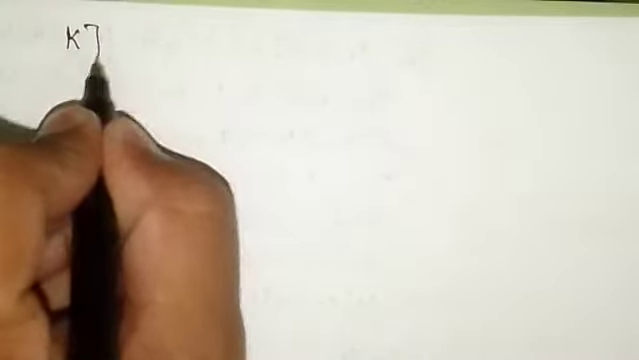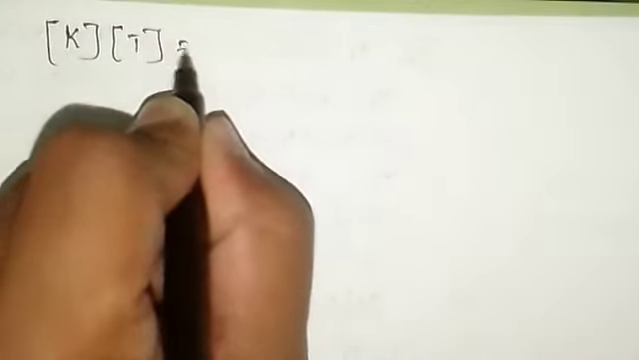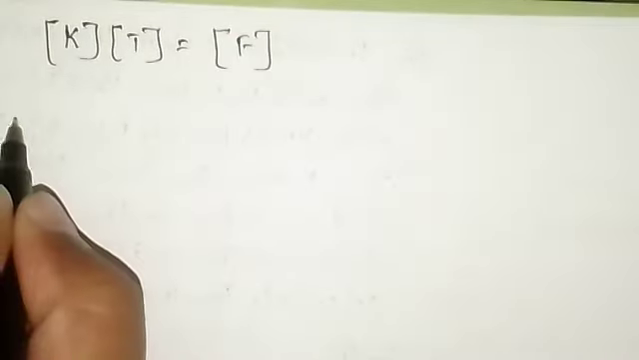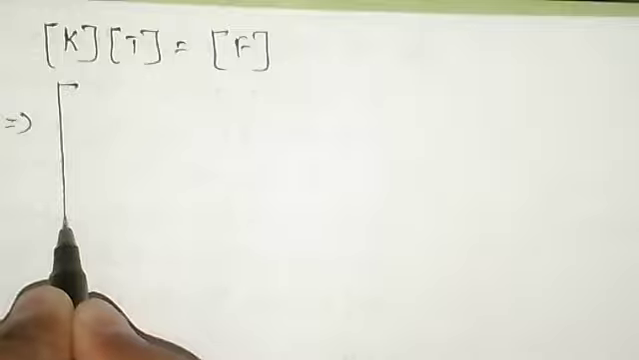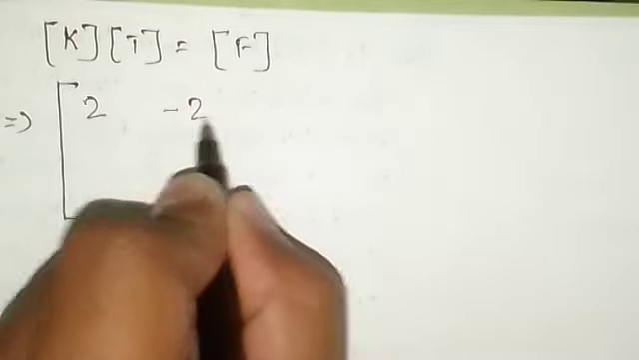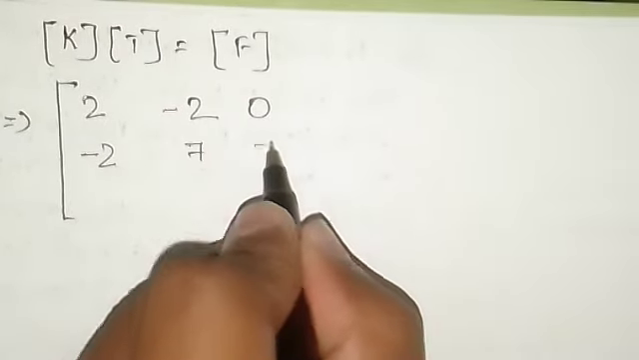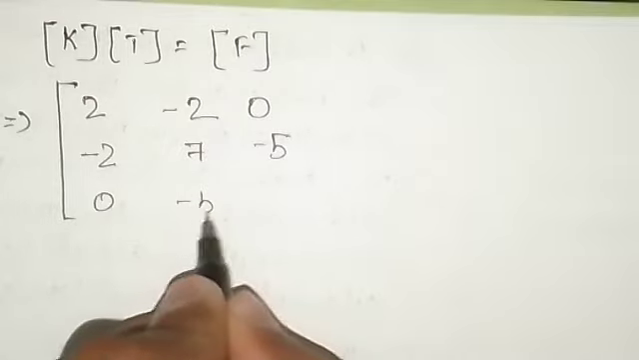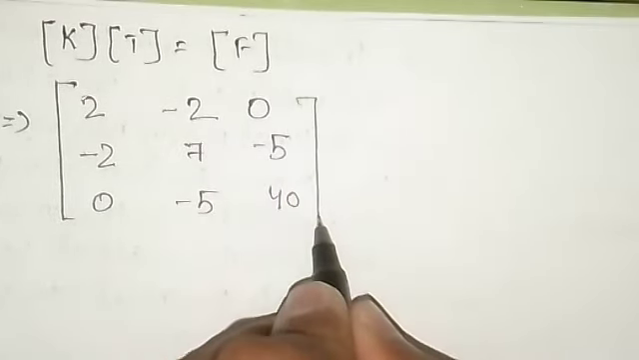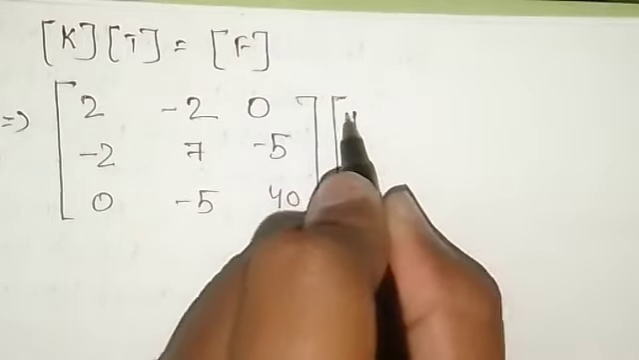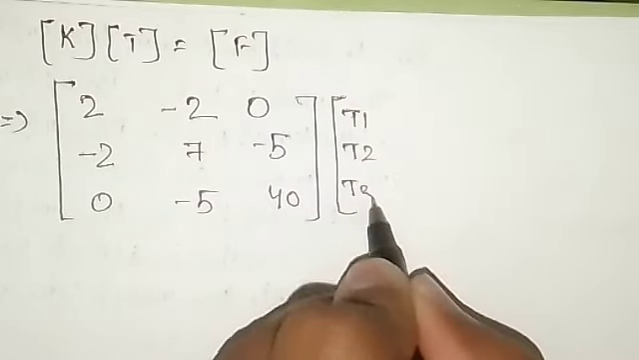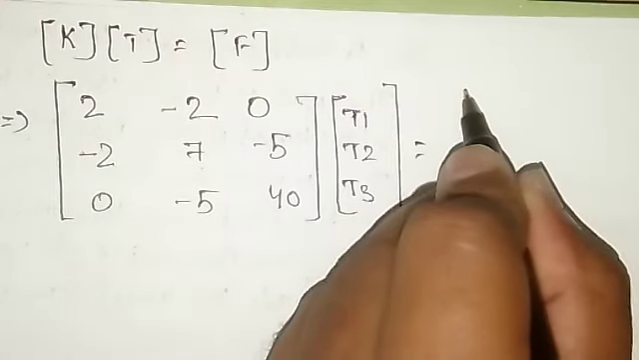Now simply we have to solve the equation. The finite element equation we have written is KT is equal to F. K we already got, that is 2, minus 2, 0; minus 2, 7, minus 5; 0, minus 5, and 40. The nodal temperatures are T1, T2, T3, equal to F.